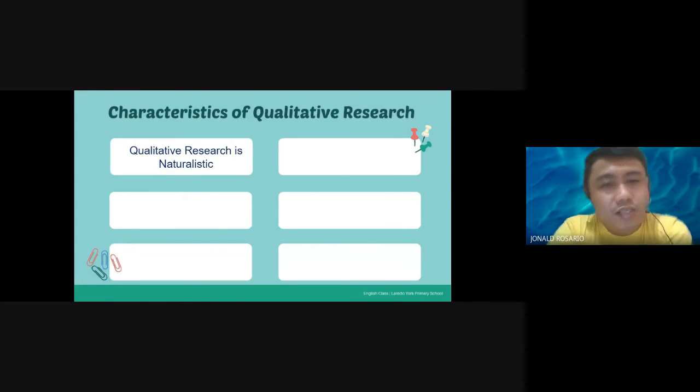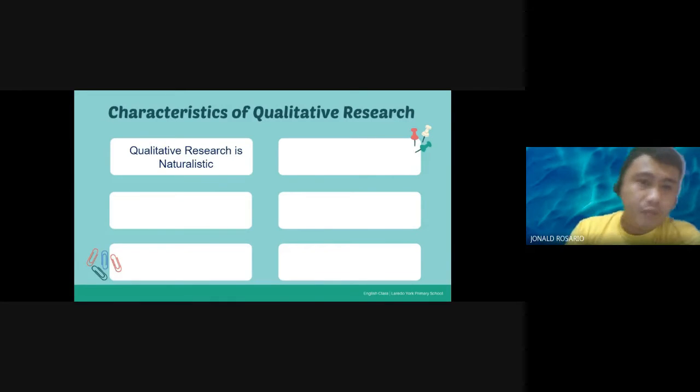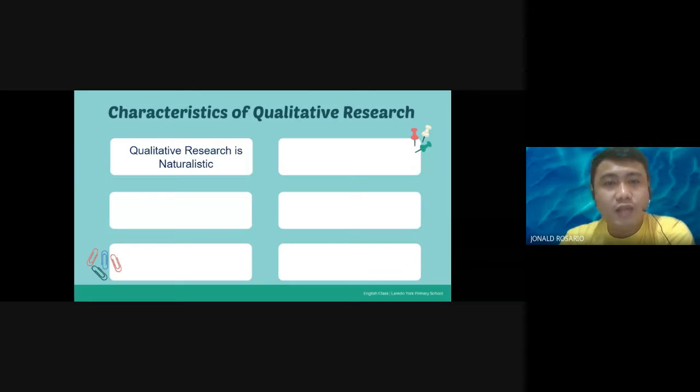So siguro nagtataka kayo, bakit sir doon sa aming SLM, doon sa aming module ay iba po yung mga nakalagay na characteristics. Parehas lang din po sila. Kaso nga lang nakalagay po sa inyong SLM ay very specific, okay? And ang ginawa ko na lang, kinuha ko yung themes out of those characteristics. Pero same lang din po. Okay? So the first characteristic, class, qualitative research is naturalistic.